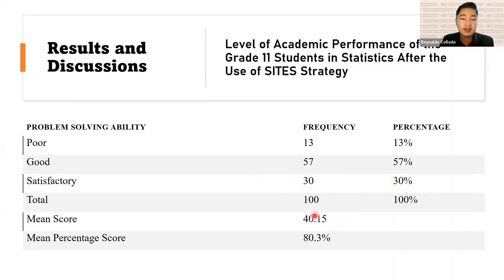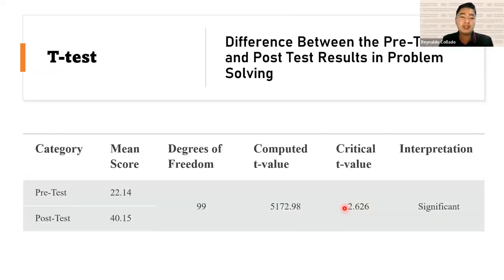And finally, the mean score has now almost doubled, which is 40.15. That is 80.3% of the test. Now, let us try comparing this using the t-test. So here is the mean score for the pre-test, 22.14. For the post-test, it's 40.15. The degrees of freedom is 99. The computed t-value is 5,172.98, which is very high.